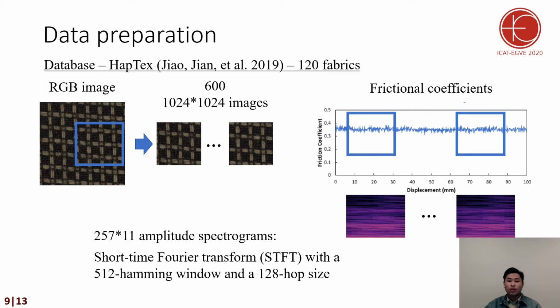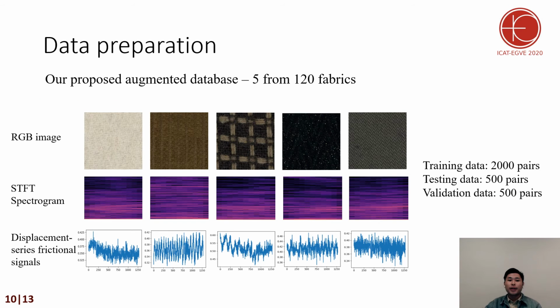We used the short-time Fourier transform (STFT) with a 512 Hamming window and 128 hop size for spectrogram creation. In our preliminary experiments, 5 types of fabrics were selected for training to verify the feasibility of FrictGAN. We conducted the data computation method from the previous slide.